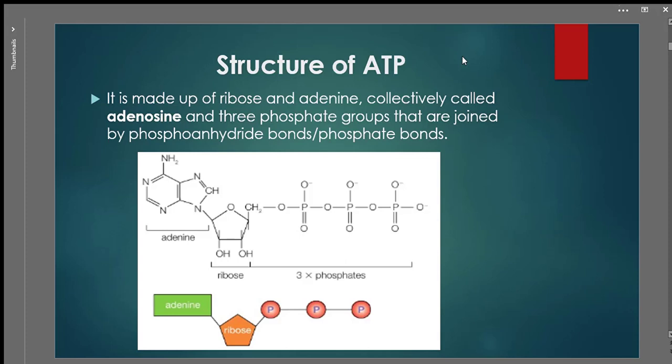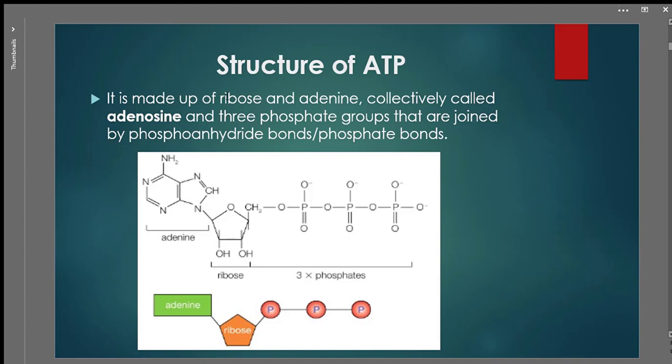Now, I want to introduce you to the structure of ATP. In our previous session, we looked at how ATP is an energy currency in all living organisms, and we gave the reasons for that. Now, I want us to look at the structure of ATP.